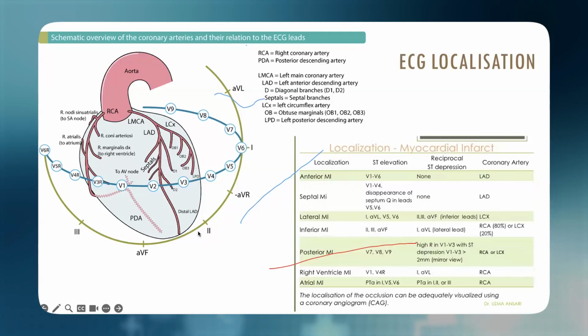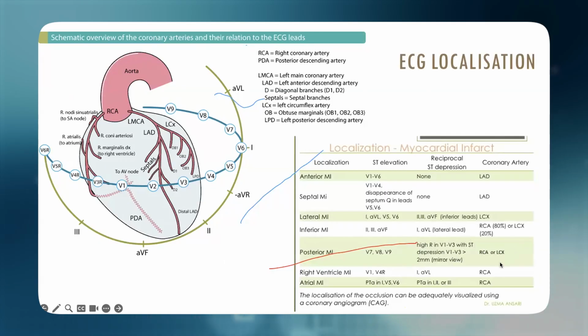Inferior MI will show elevations in 2, aVF and 3, usually caused by RCA in 80% of cases, sometimes caused by LCX in 20% of cases, especially if the coronary circulation is either left dominant or co-dominant. Do you remember what is left dominant, what is co-dominant? I hope you do.